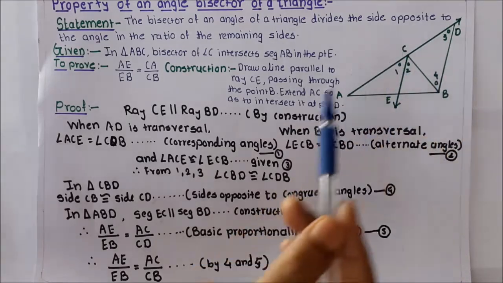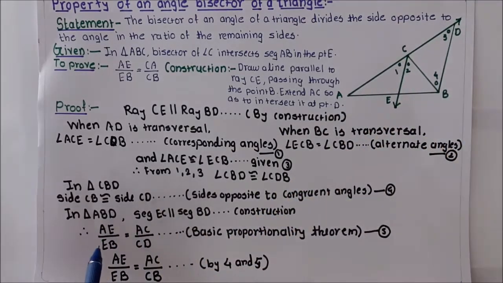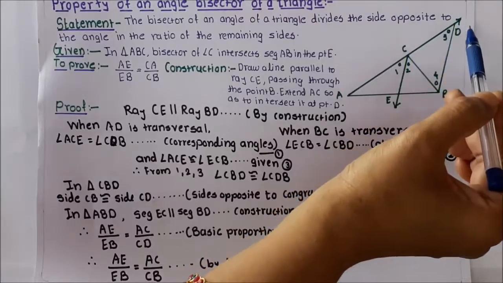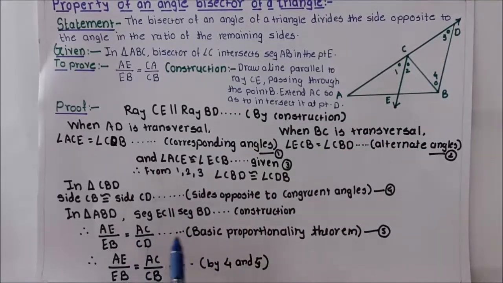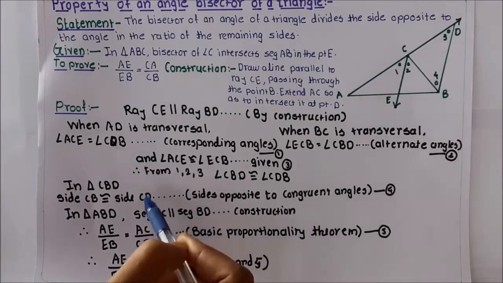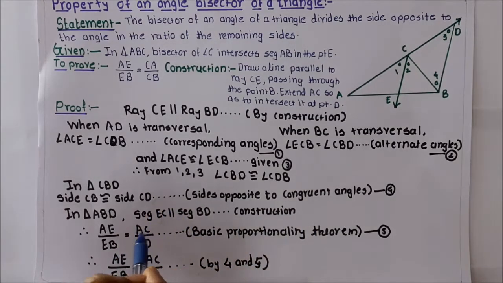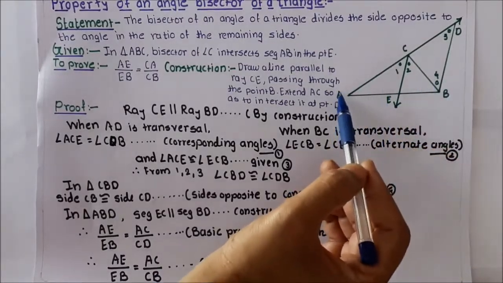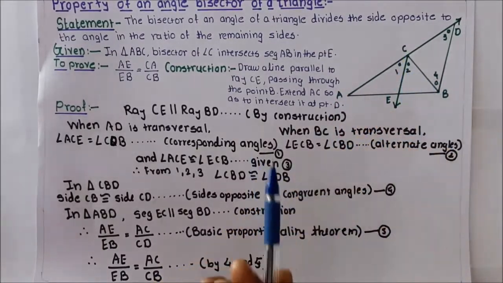And according to basic proportionality theorem, AE upon EB is equal to AC upon CD. Therefore we will give number 5 to this statement, and from 4 and 5 you can see here we are going to replace this CD by CB, so that we will get AE upon EB is equal to AC upon CB. Means this AE upon EB is equal to AC upon CB. So the theorem is proved.